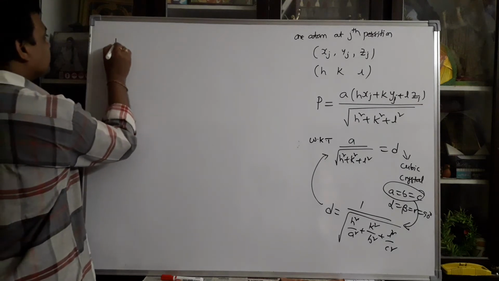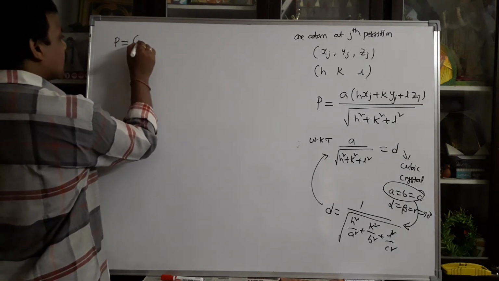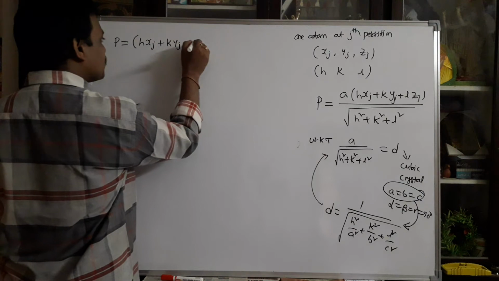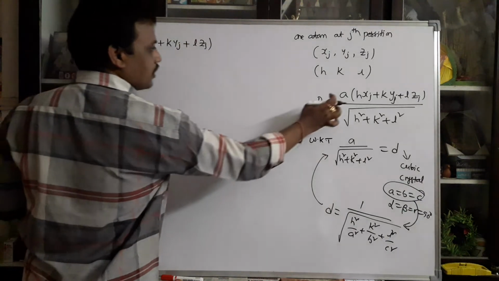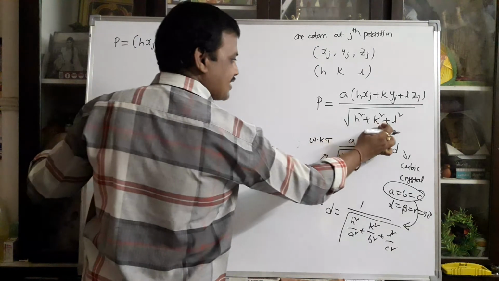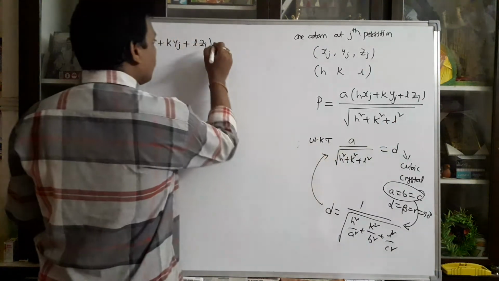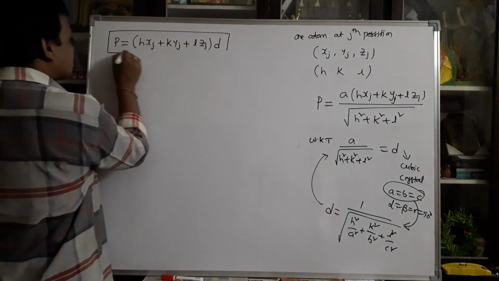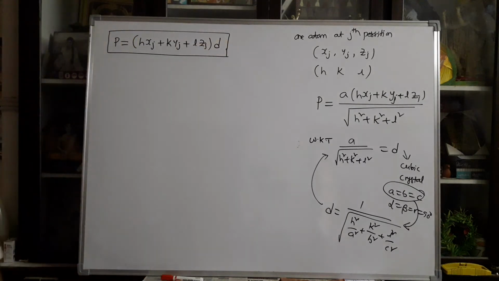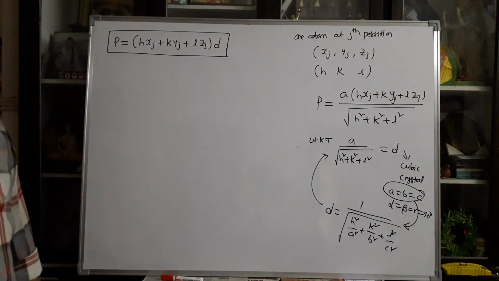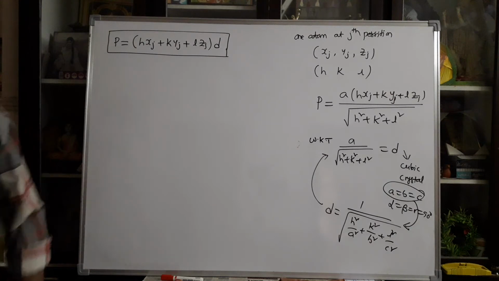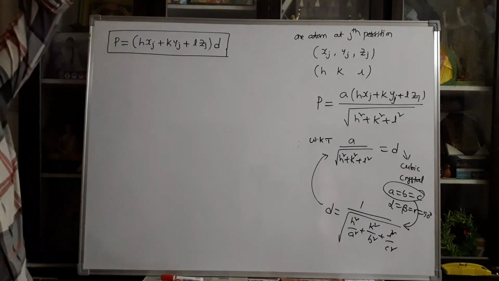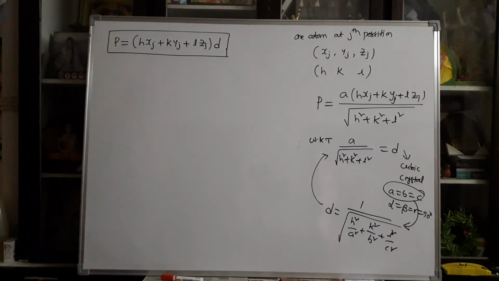We get P is equal to h into xj plus k into yj plus l into zj, where a by square root of h square plus k square plus l square is replaced with the d value. So the height of the basis to the lattice plane can be represented as P is equal to h xj plus k yj plus l zj into d value. This value is substituted in the form factor.